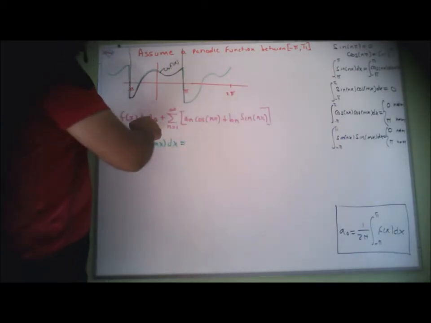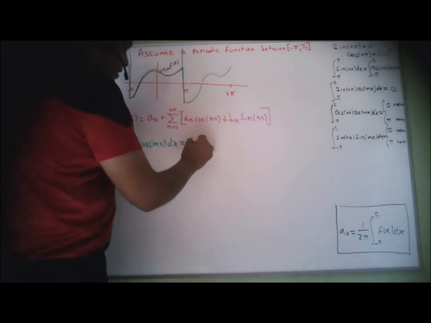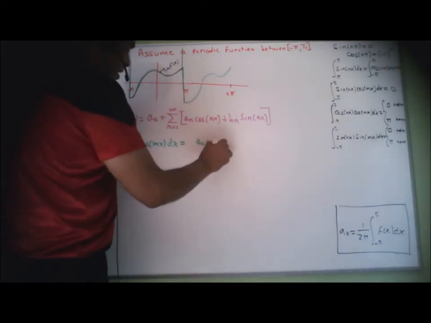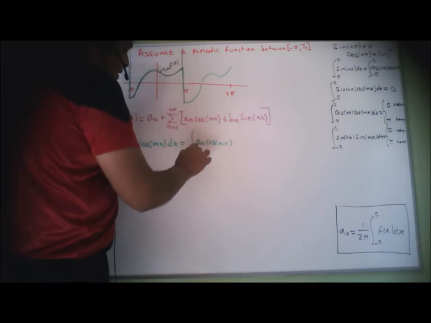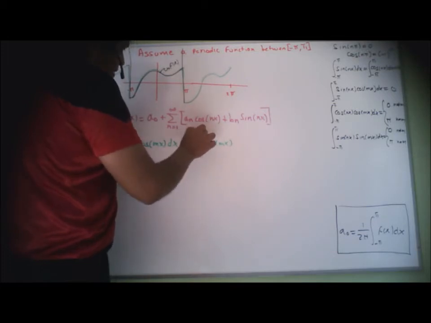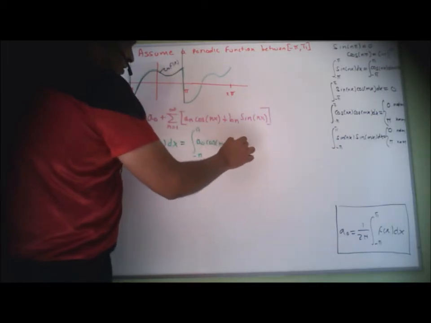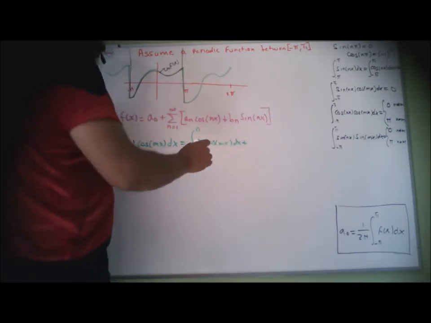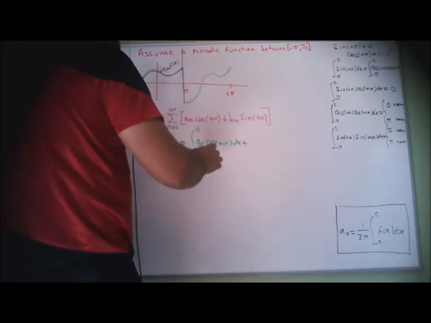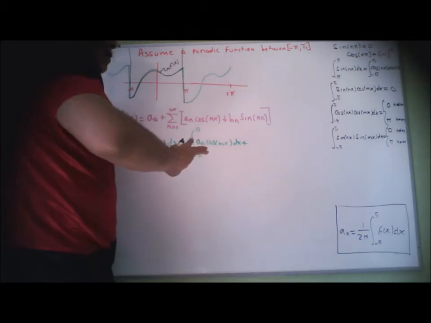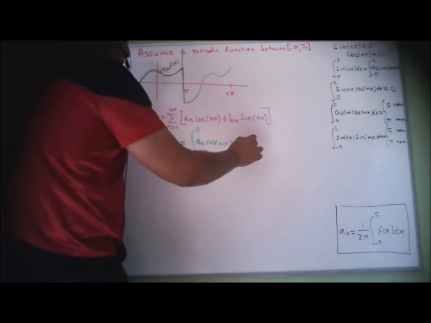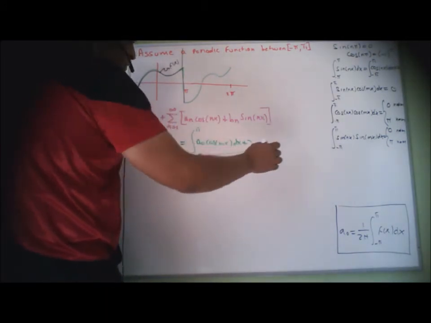So a0 times the cosine of mx, and then apply the integral from minus pi to pi differential of x, and then plus the summation of this. Okay, we are going to skip some steps. I'm going to continue here because I'm going to need more space.